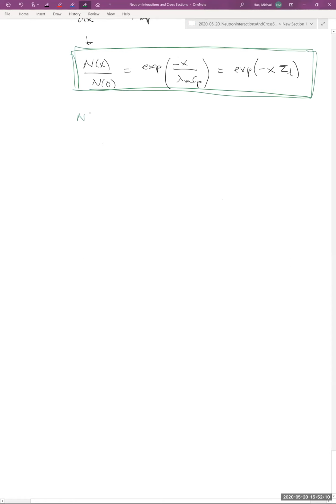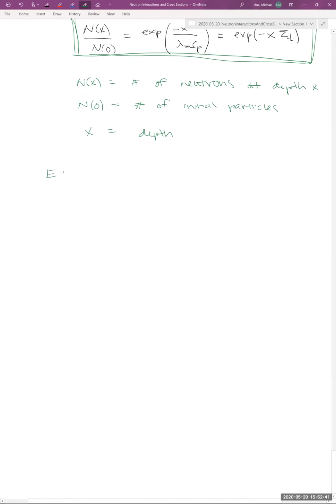So N of x is number of particles, and I'll say neutrons since that's what we're focusing on today. N of 0 is the number of initial particles. X is depth, and then we define mean free path above.